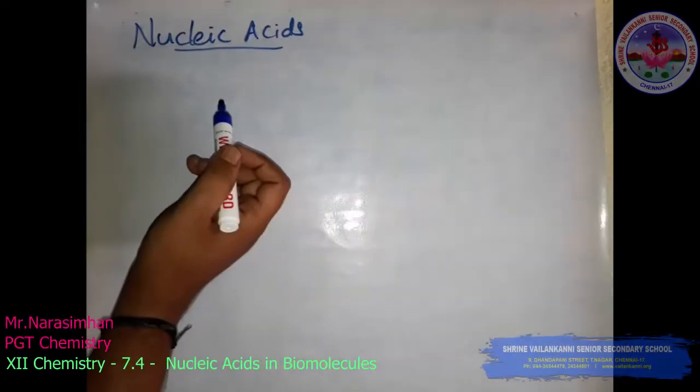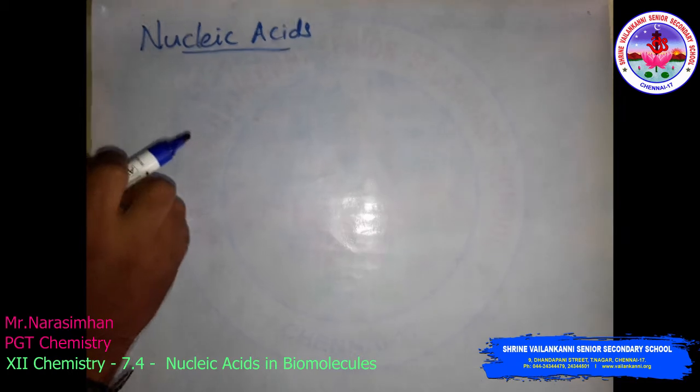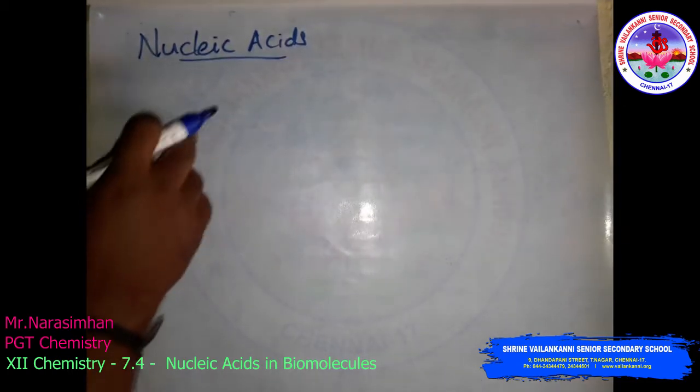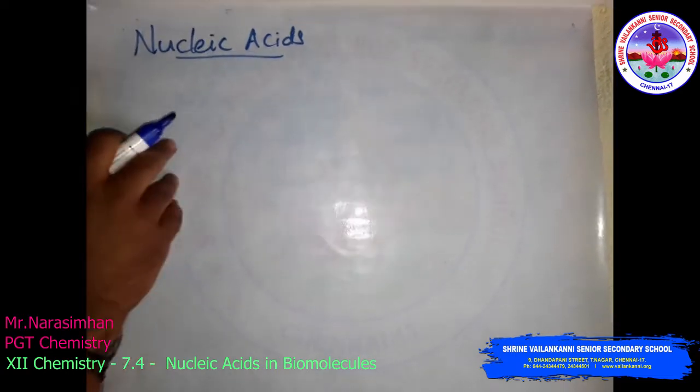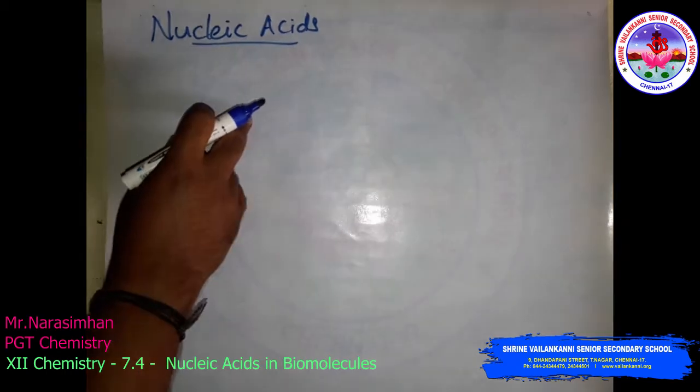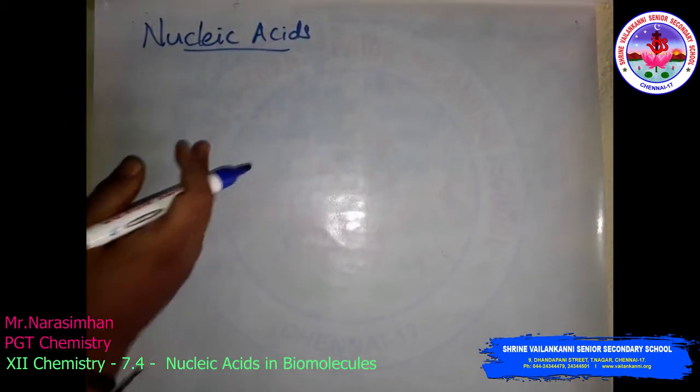Next is the nucleic acid. What does nucleic acid mean? In every generation, each and every species resembles its ancestors in many ways. These are the characteristics transmitted from one generation to the next generation.